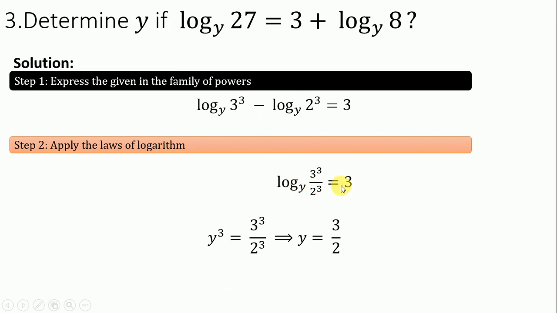And by the definition of logarithm, you can write y raised to power 3 equals 3 raised to power 3 divided by 2 raised to power 3, which implies when you take the cube root of both sides, you have y equal to 3 raised to power 2. So the solution y, which we need to determine, is 3 raised to power 2, which can further be simplified as 1 over 3.